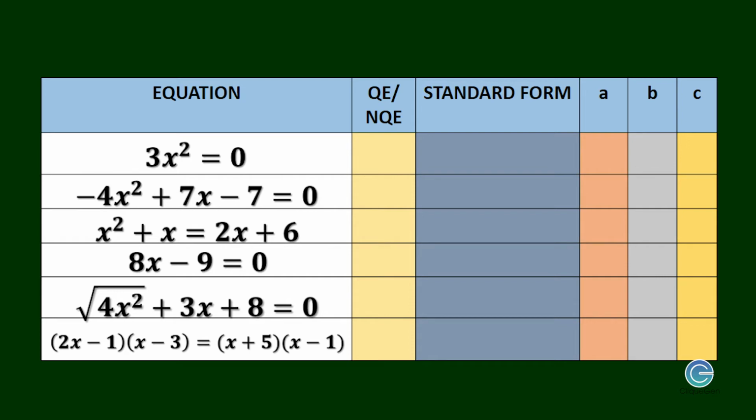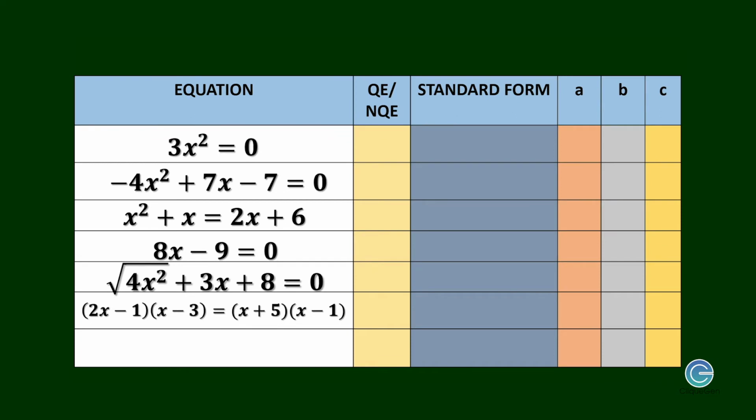Lastly, we will identify the values of a, b, and c. First example is 3x squared equals 0. 3x squared equals 0 is a second degree equation, so it is quadratic. Obviously, it is written in standard form, so we just copy it.